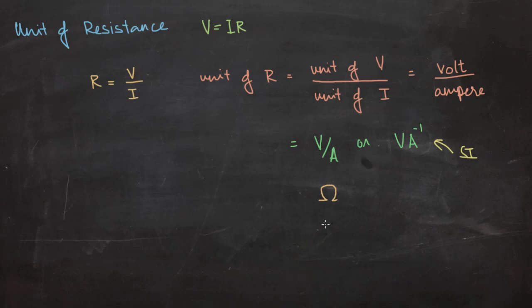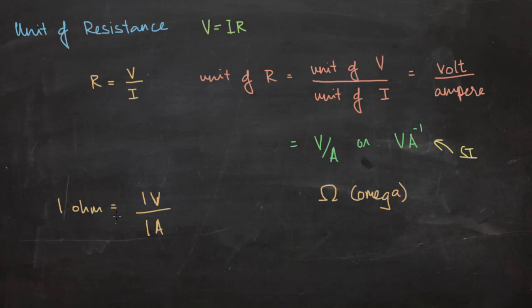Omega, spelled as O-M-E-G-A, omega. We can thus write 1 ohm is equal to 1 volt, capital letter V, 1 volt by 1 ampere.